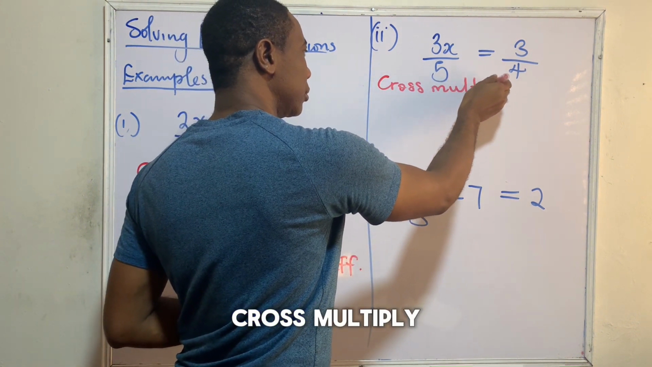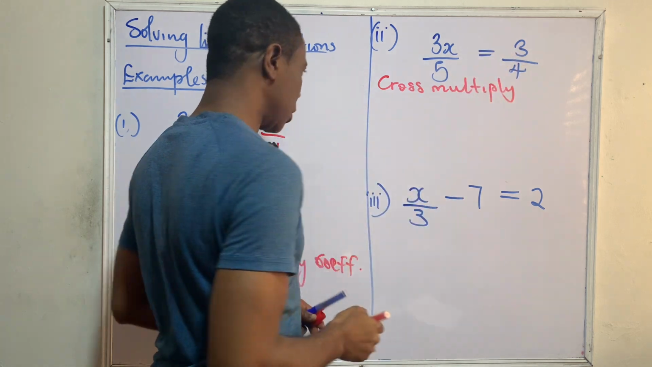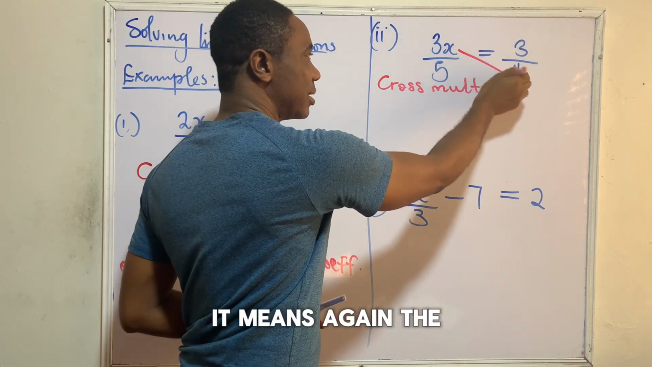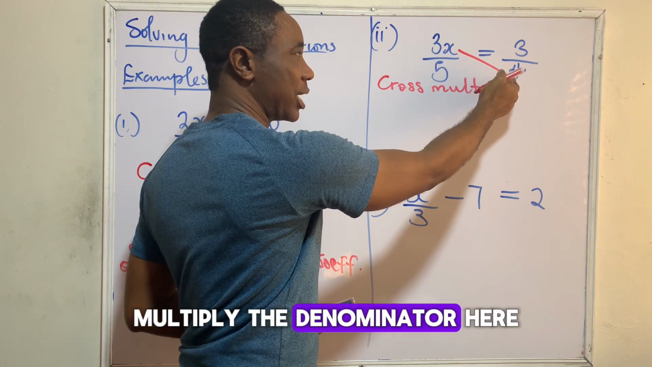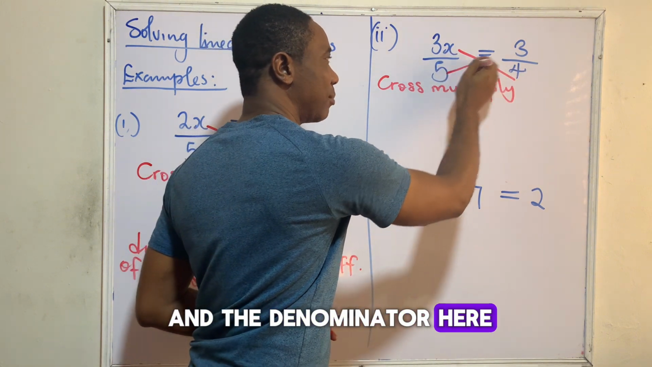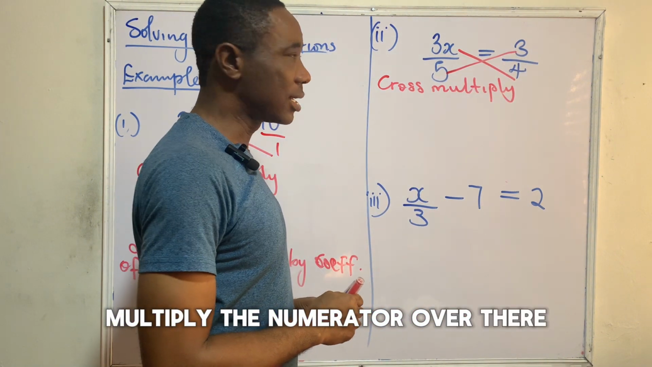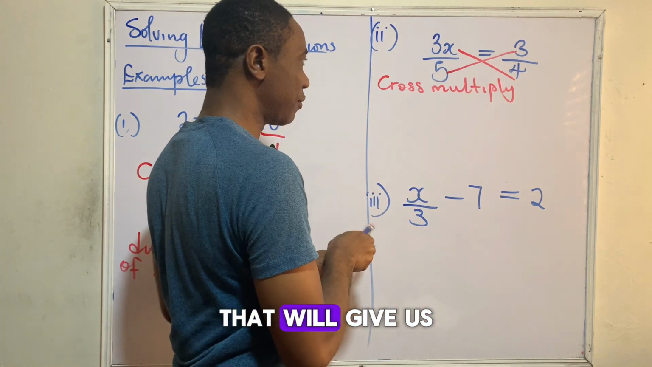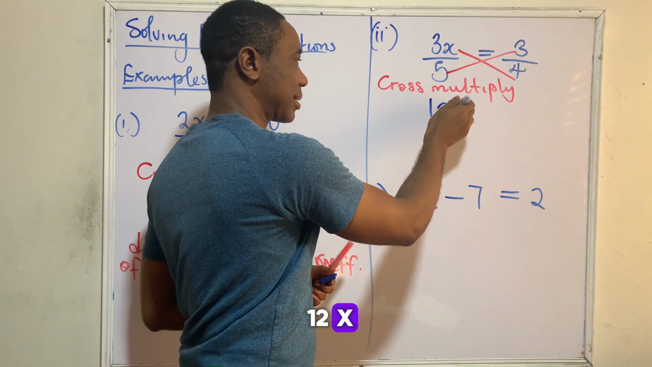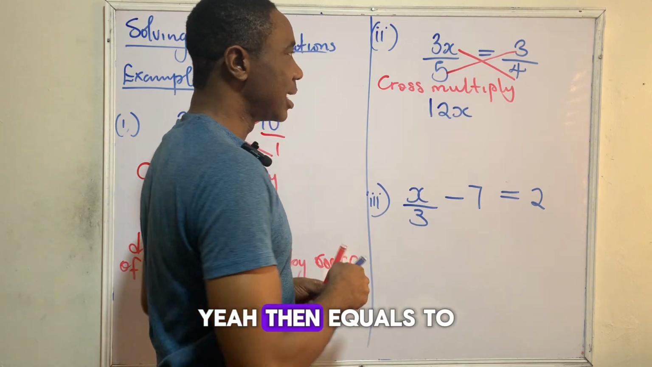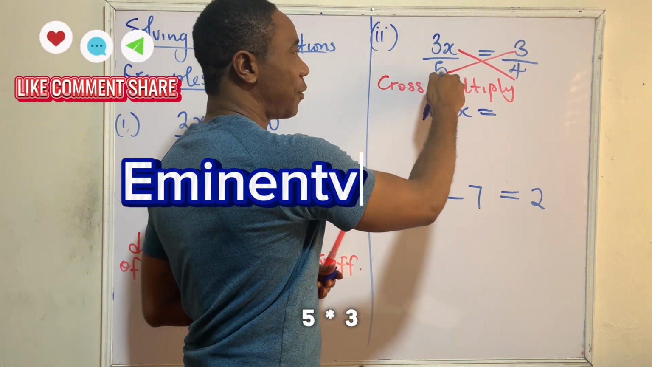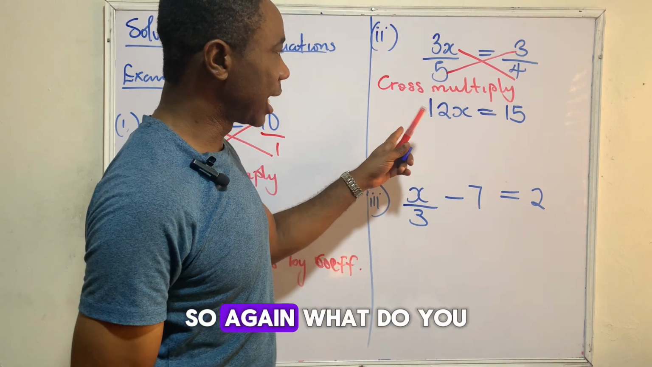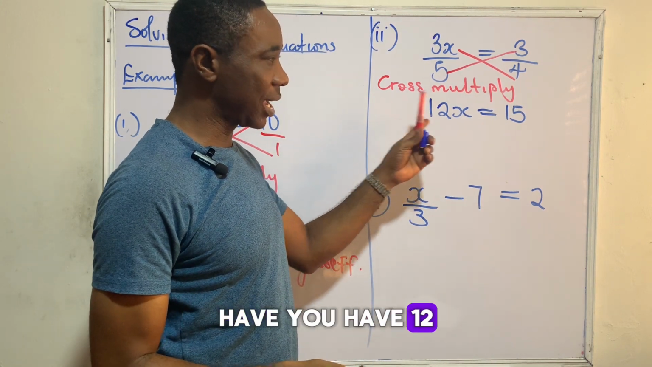Cross multiply. So when you cross multiply this, it means again, the numerator here multiplies the denominator here, and the denominator here multiplies the numerator over there. So when you do that, 3x times 4 will give us 12x. Then equals 5 times 3, that will give us 15. So again, what do you have? You have 12x equals 15.